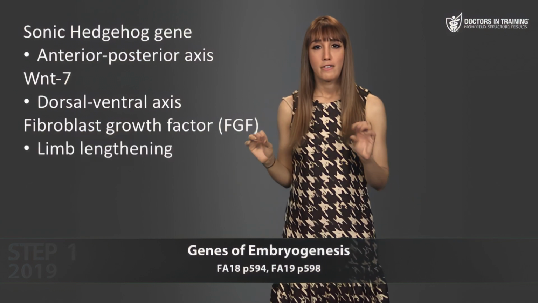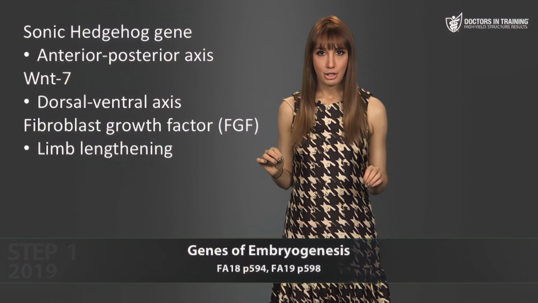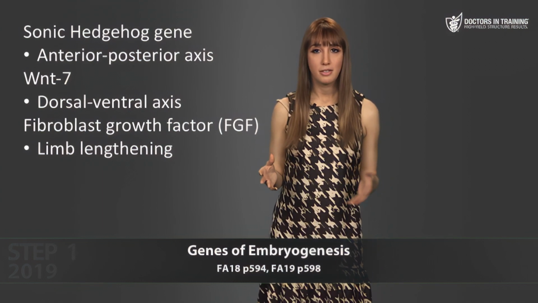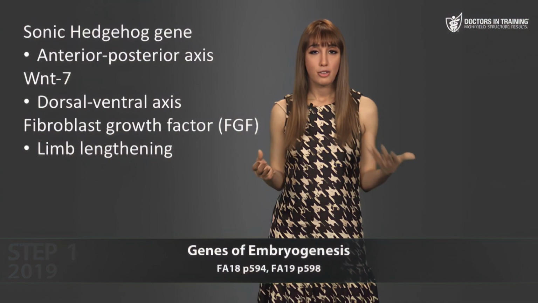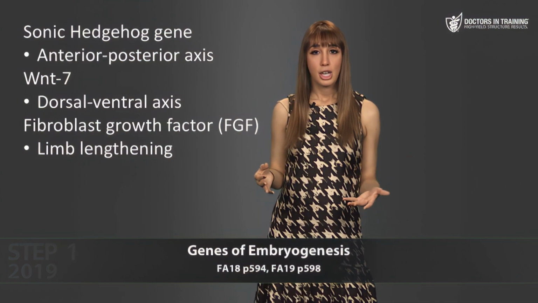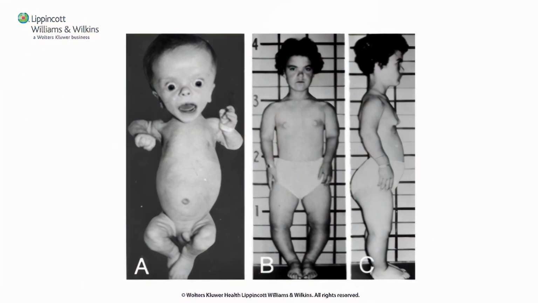And there's a gene called FGF that is important for limb lengthening. FGF stands for fibroblast growth factor. So if you have a defect of the FGF gene, you're going to have short limbs. And actually, a mutation in the gene for the FGF receptor causes achondroplasia, which results in, you guessed it, short limbs.